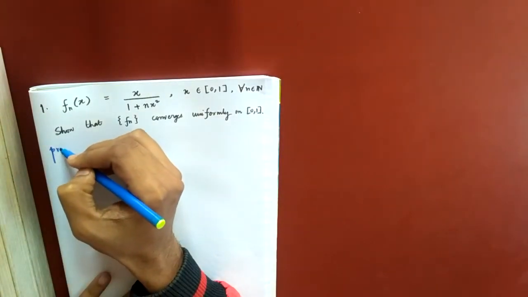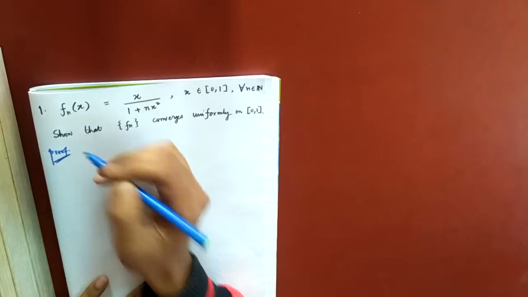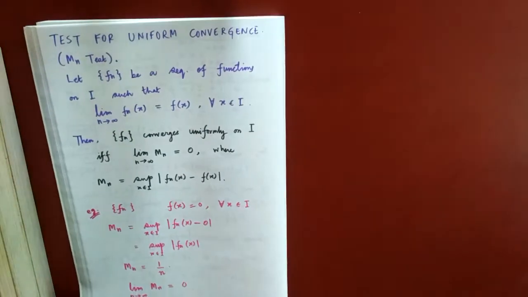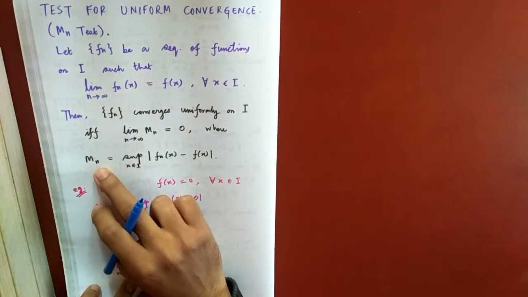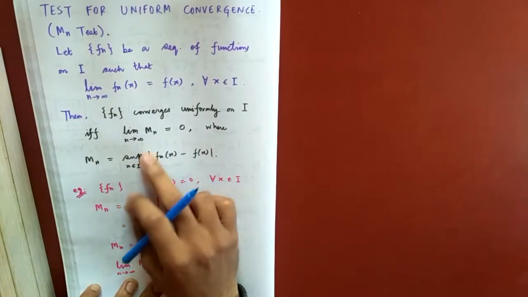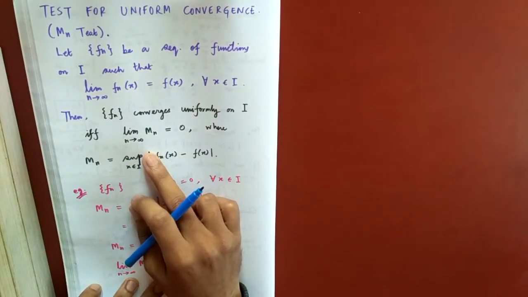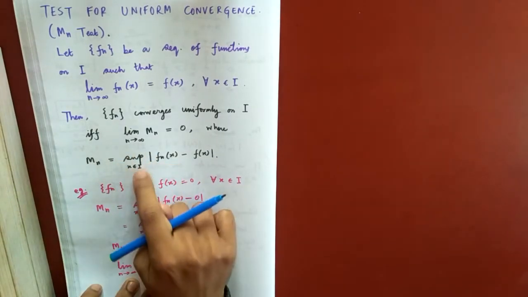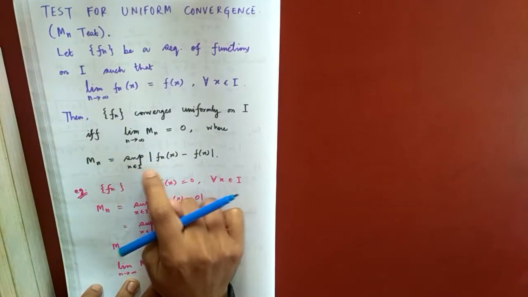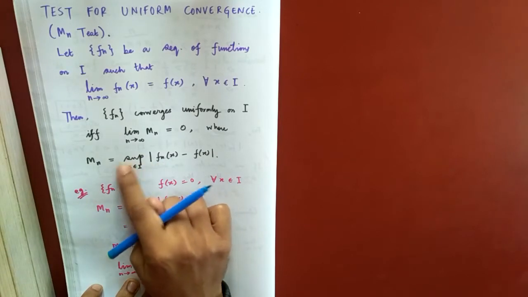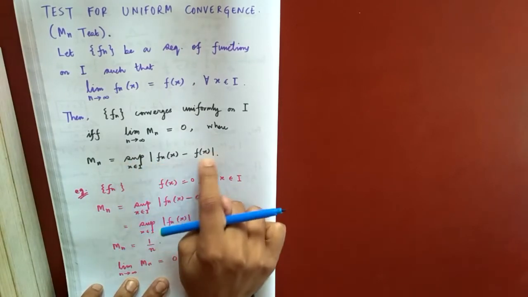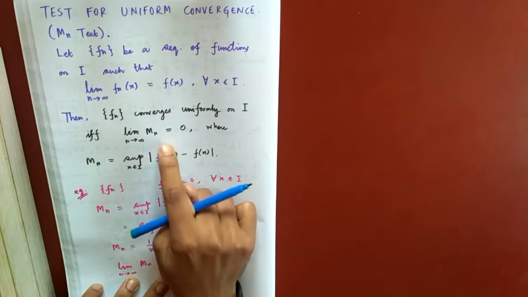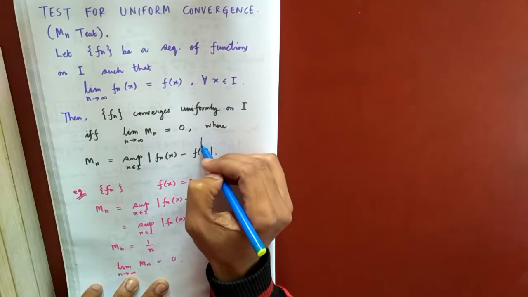Here is the proof why. So my aim will be to find Mn. Mn is the supremum of these numbers. Okay, so first my aim is to find Mn, the maximum value in the interval, where x runs in the interval, and the maximum value of this one. So to find this, I should first find f(x).